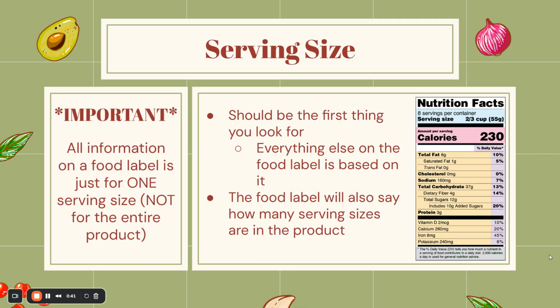Now let's talk about serving size. This should be one of the first things that you look for, because everything else in the food label is based on it, and the food label will also say how many serving sizes are in the product. Let's take a look at the food label on the screen here. We can see that the serving size is only 2/3 of a cup, but there are 8 servings per container. That means that everything else on the food label is based on that serving size of 2/3 of a cup.